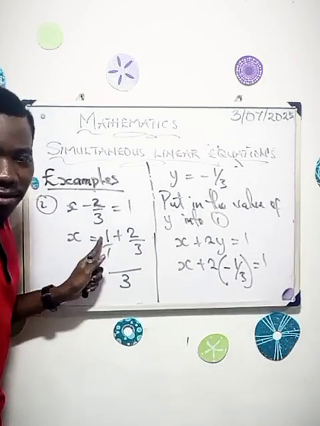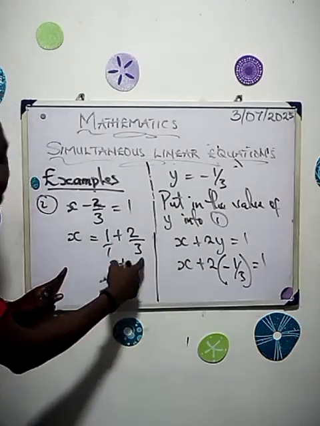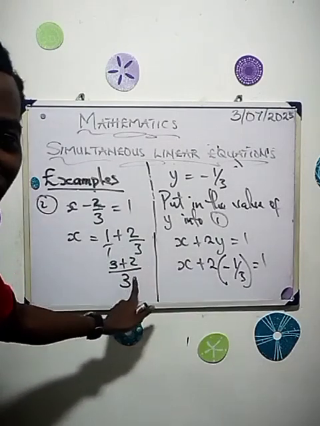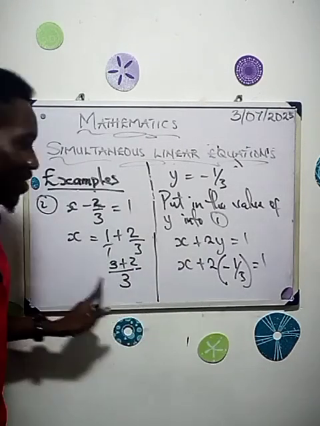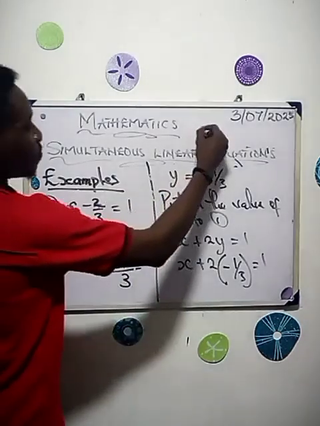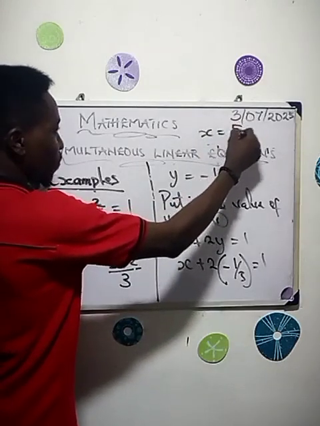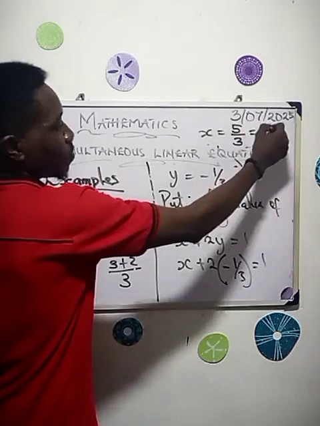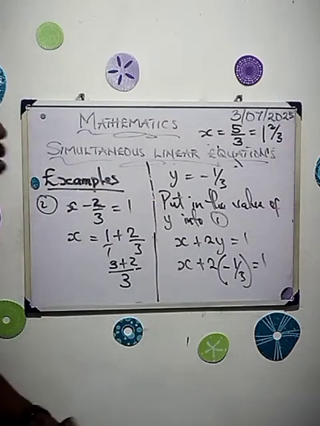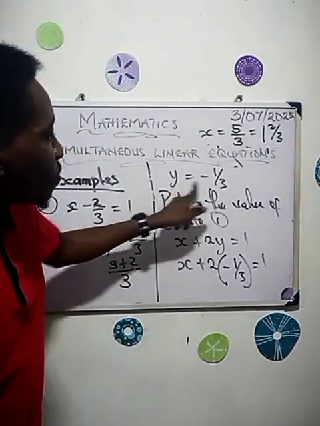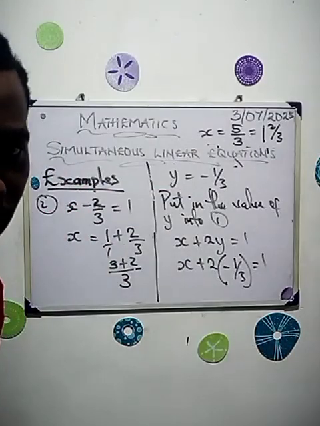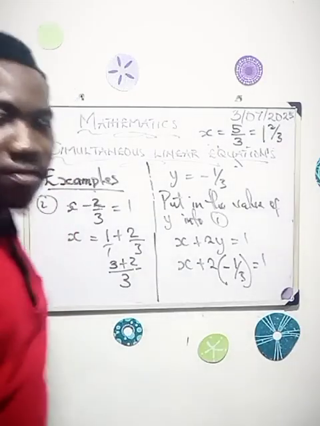So 3 divided by 1 is 3, 3 times 1 is 3. Then plus 3 divided by 3 is 1, 1 times 2 is 2. So that will give us 3 plus 2, which is 5 over 3. So x is equal to 5 over 3, which will give us what? 1 whole number 2 over 3. That's it. So we're done. 5 over 3 is also correct.